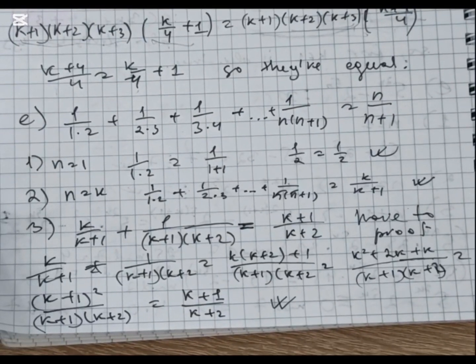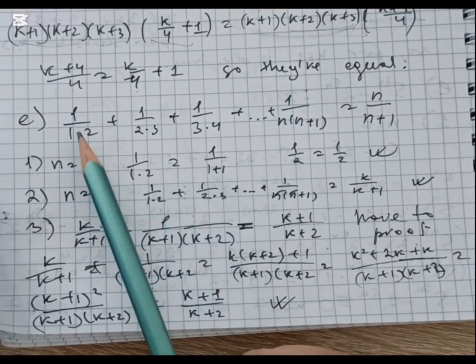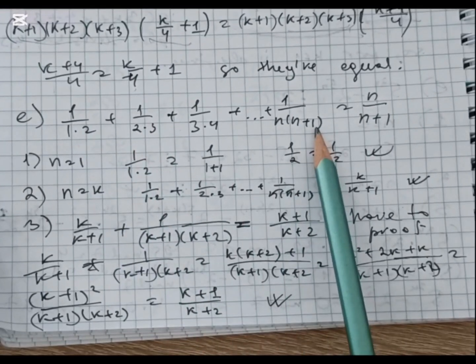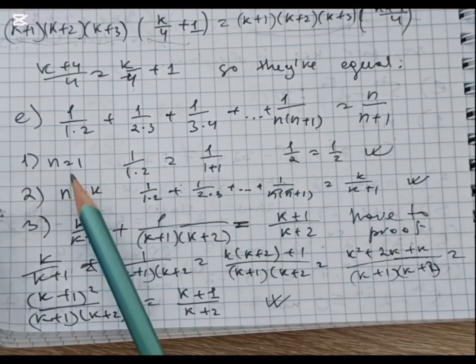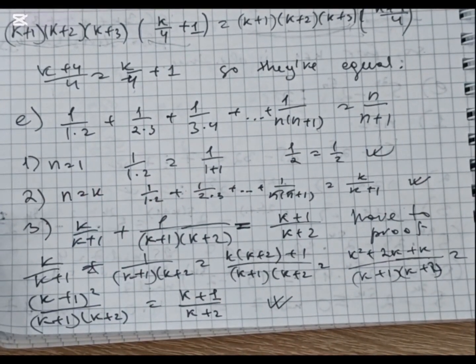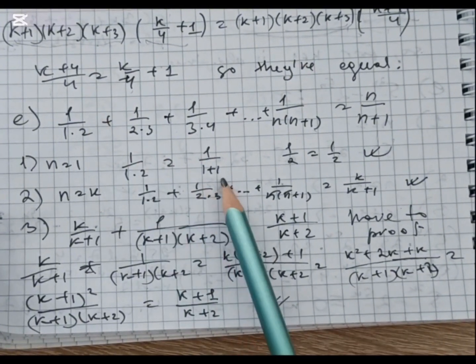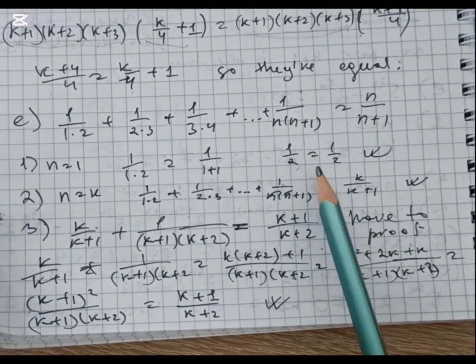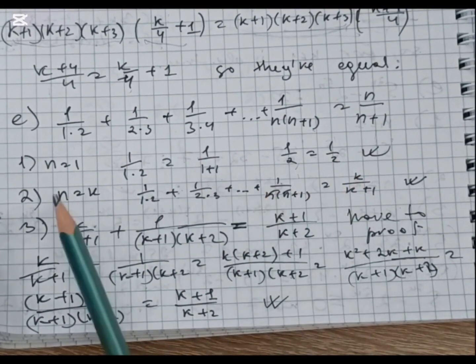And the next one is similar to the previous one, so we have to also prove that these two are equal to each other. So first, as always, we check the base case. If you put 1 here, it is true, so 1 over 2 equals 1 over 2 from both sides.